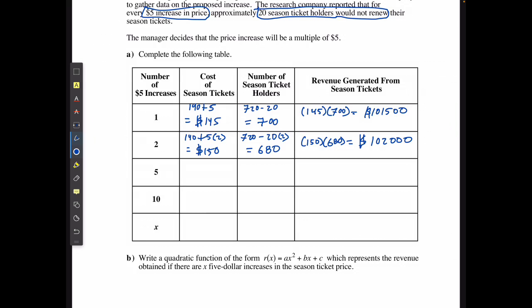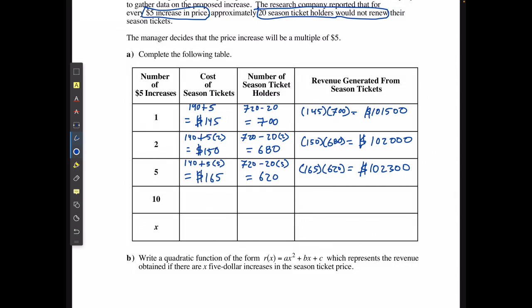Following the same logic, if I do 5 price increases, I'm going to take 140 and add 5 five times, which is going to give me $165 as the price. I'm also going to take that 720 and take away 20 five times, which is going to leave me with 620 season ticket holders. And 165 times 620 is going to equal $102,300.